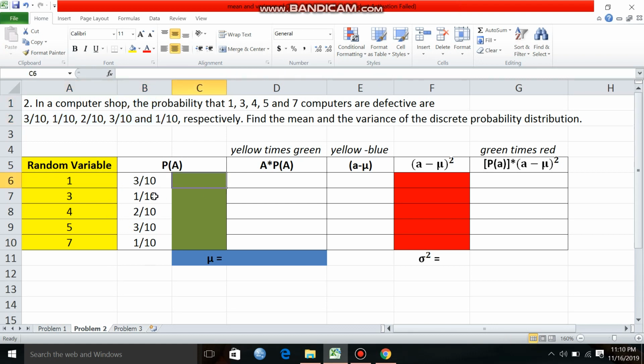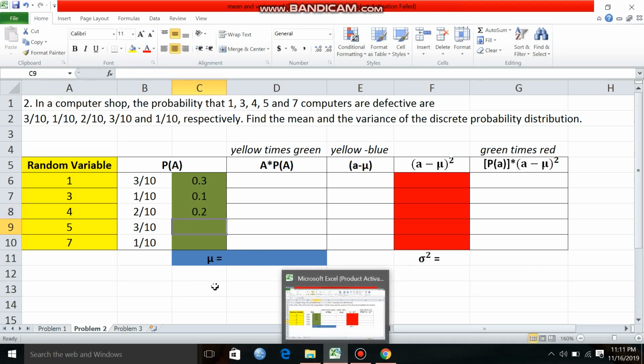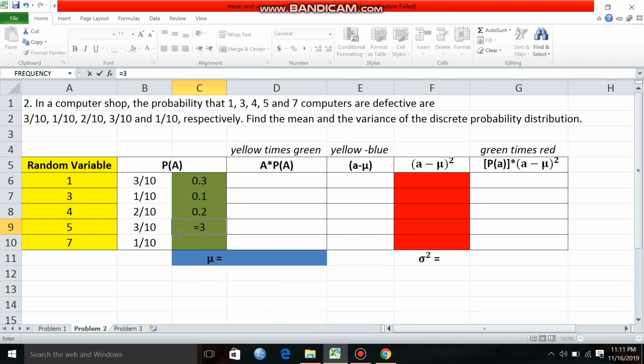Next, after listing the random variables and their corresponding probabilities, we need to convert these numbers into decimals so that we'll have an easier time with the calculations. We simply divide the numerator by the denominator. 3 divided by 10 is 0.3. 1 divided by 10 is 0.1. 2 divided by 10 is 0.2. 3 divided by 10 is 0.3, and lastly, 1 divided by 10 is 0.1.